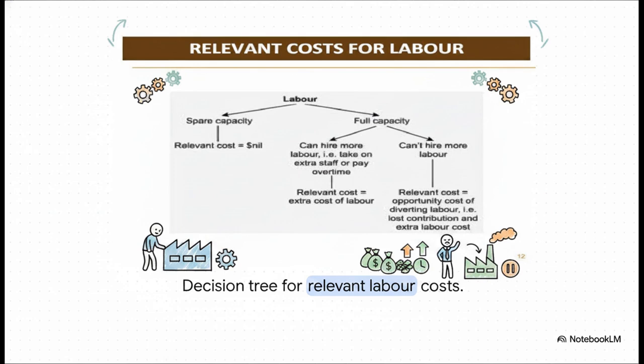Let's move on and see how this builds when we look at human resources. This labor decision tree works in a really similar way. The core question here is all about capacity. If your factory has spare capacity, meaning workers are literally sitting idle, the relevant cost of taking on a new job is actually zero. You're already paying them. But if you're maxed out at full capacity, you've got two choices. You either hire more labor, which makes your relevant cost the extra overtime or new staff pay, or if you can't hire more people, you have to pull existing workers away from another project. In that case, your relevant cost is the extra labor cost plus the opportunity cost, which is the lost contribution from that project you just had to pause.